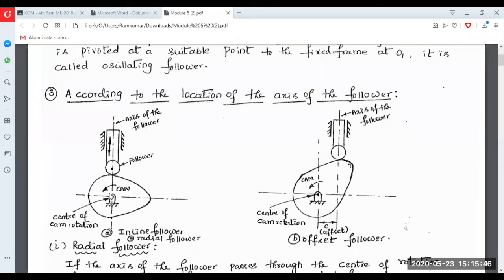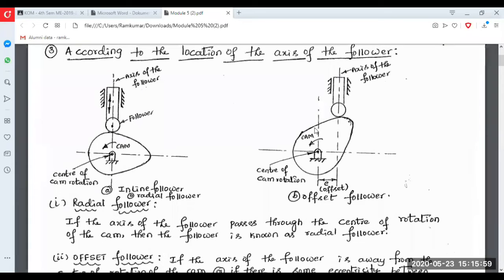So a radial follower will be in line with the center of rotation of the cam. The axis of the follower will be in line with the center of rotation of the cam, so then you call it a radial follower. If it is offset by some distance, the eccentricity, then it is called an offset follower.